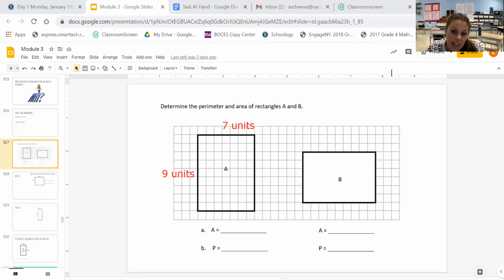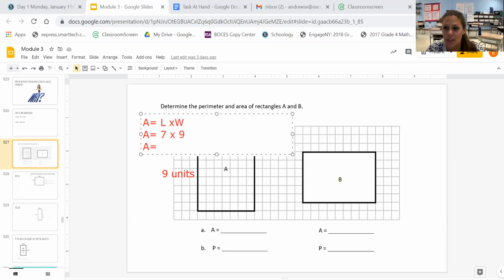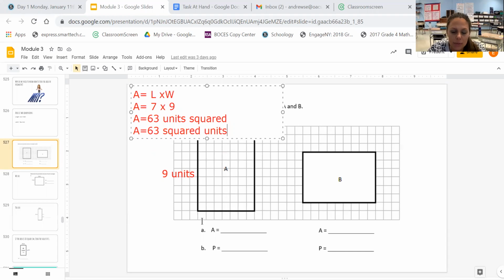Okay, so now that we know the sides, we have the length and the width, we can find out that area for A. So when we're talking about area, remember we're talking about the length times the width. Our length was 7 units and our width was 9 units. Now, if you're someone that maybe forgets which side's the length and which side's the width, that's okay, because in this case, it doesn't matter, 7 times 9 or 9 times 7, it's going to equal 63 either way. And then remember, you can have units squared, or you can say 63 squared units, your choice, okay? So that's my area for A.